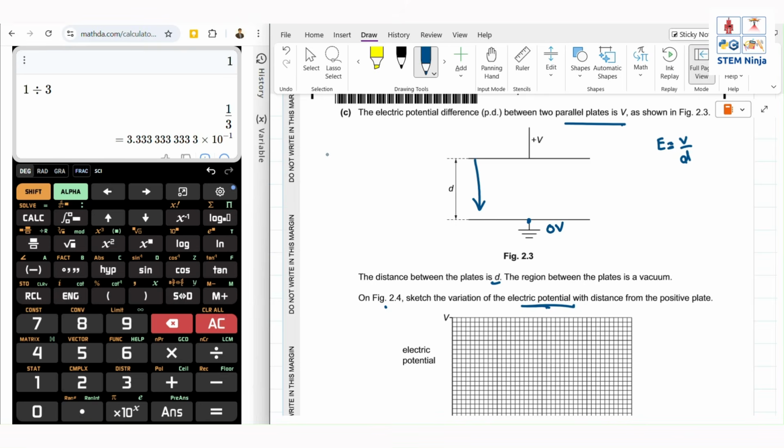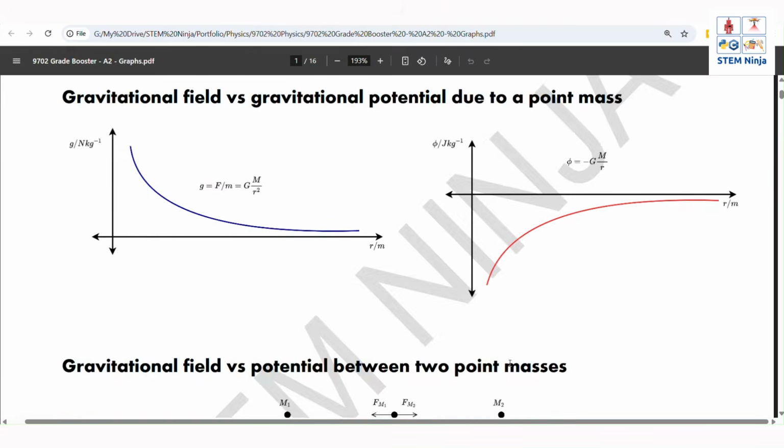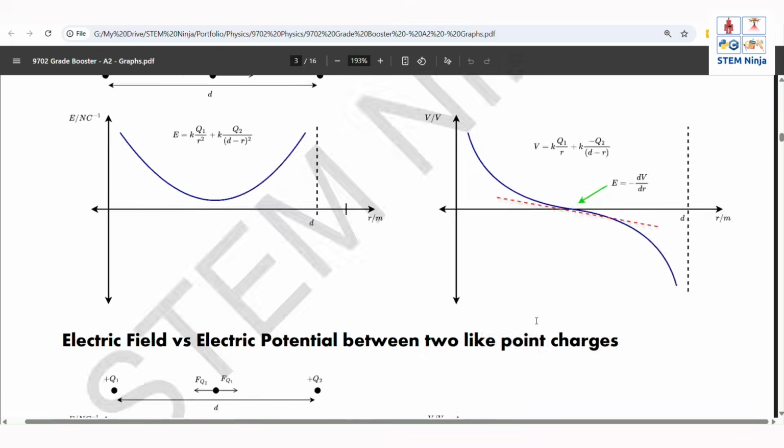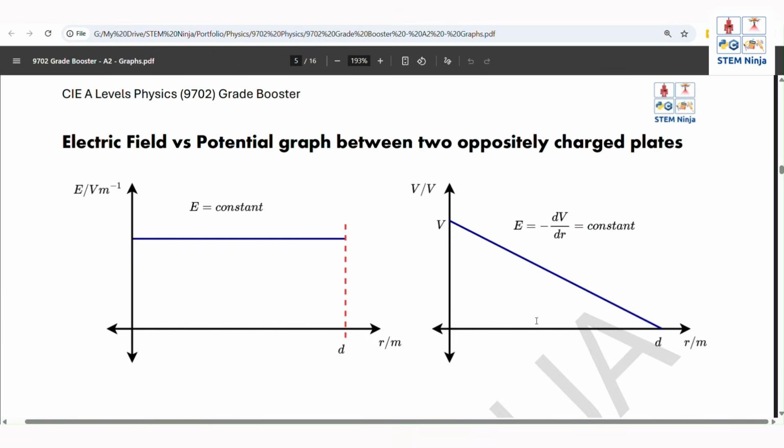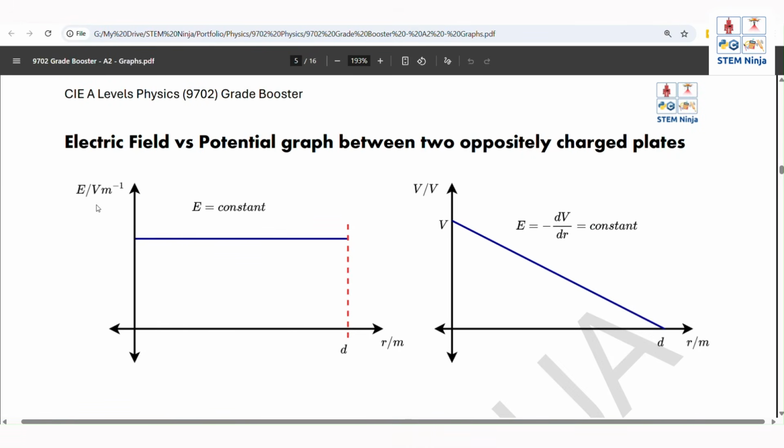So the electric potential will actually grow this way from V to 0. And we have also shown this over here. So let's see, electric fields. Electric fields due to parallel plates. This one. So electric field is uniform, so it's constant.